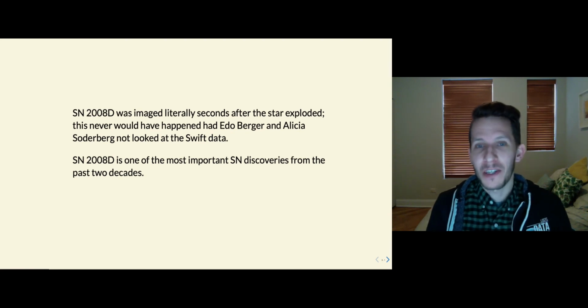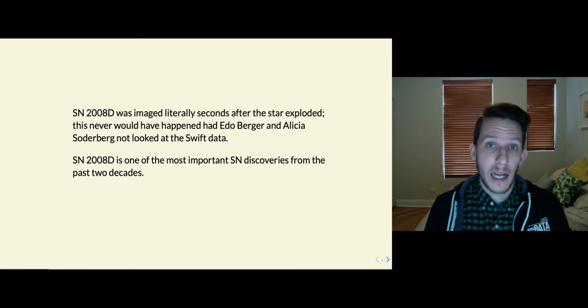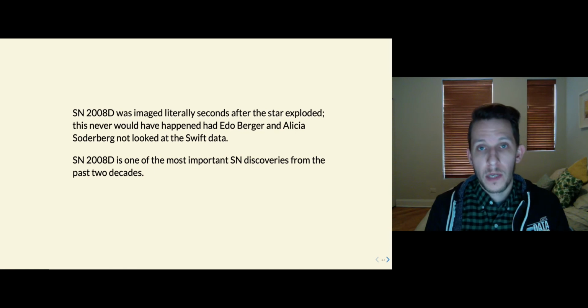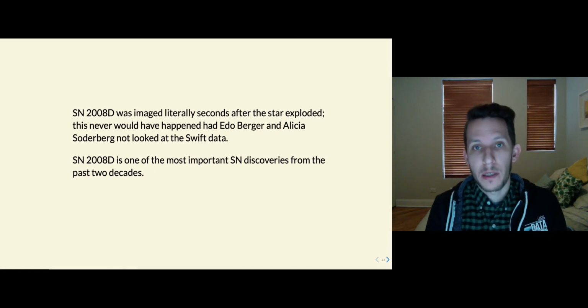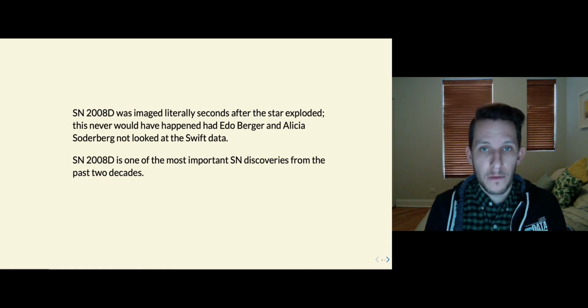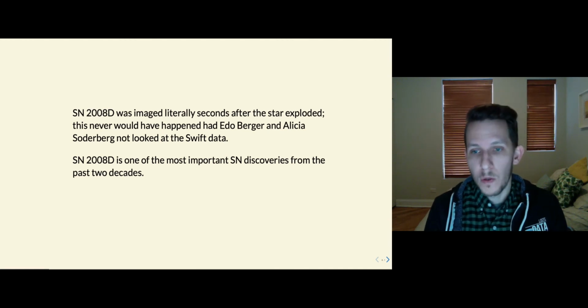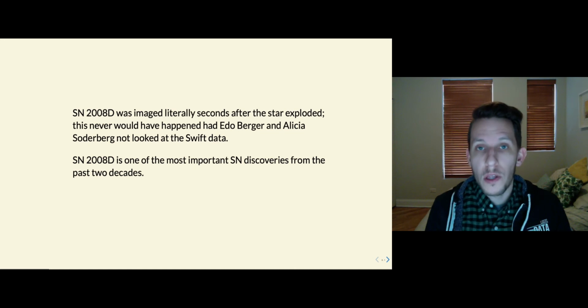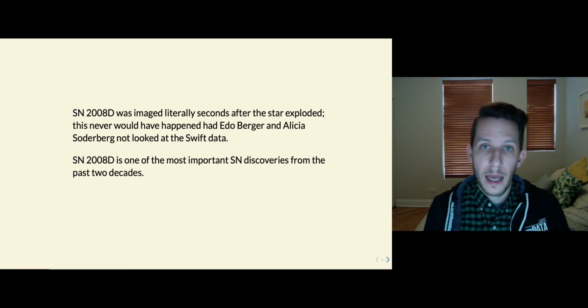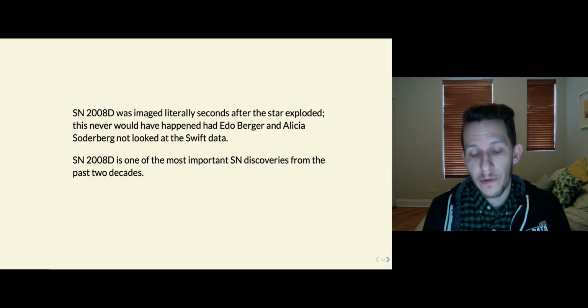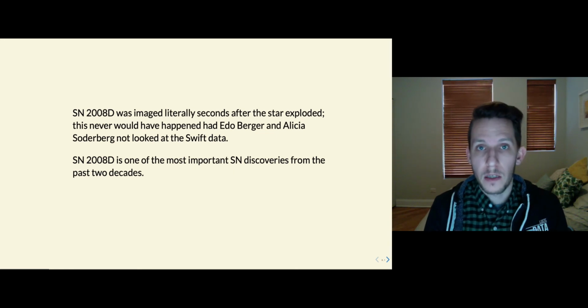The point of those observations was to look at this other supernova that was slowly evolving, and instead, we happened to find a supernova at the moment of birth. Okay, but that discovery would not have happened if Ido Berger and Alicia Soderberg had not been looking at the SWIFT data itself. I contend that 2008-D is actually one of the most important supernova discoveries from the past 2 decades. There literally are no other observations of any other supernova ever like the X-ray observations that were obtained for 2008-D. And they provide a whole bunch of information about the physics of that particular star and its explosion.